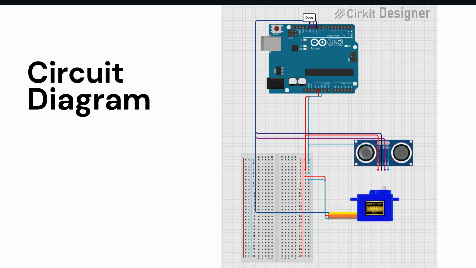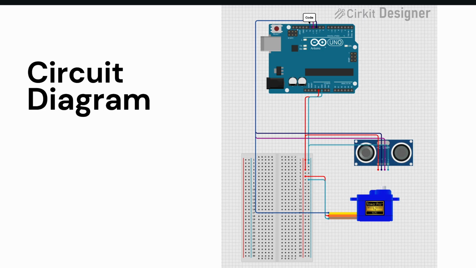This is the main circuit diagram of our project. As I have said before, there are three main components: Arduino Uno, ultrasonic sensor, and the servo motor. On the Arduino Uno's 10th and 11th pins, the trig and echo pins of the ultrasonic sensor will be connected, and on the 12th pin of the Arduino board, the signal pin of the servo motor will be connected. The 5-volt and ground pins of the Arduino Uno board will be connected to the breadboard, and will also be connected to the 5-volt and ground pins of the ultrasonic sensor and the servo motor respectively.